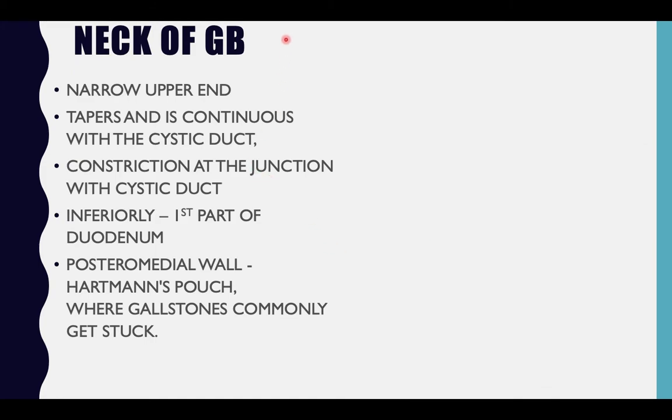Moving on to the neck of the gallbladder. It is the narrow upper end of the gallbladder, which tapers and is continuous with the cystic duct. There is a constriction at the junction with the cystic duct. This constriction helps prevent gallstones that are formed from passing through the cystic duct. That is the importance of this constriction. Also, it acts as a sphincter to release the stored bile whenever needed.